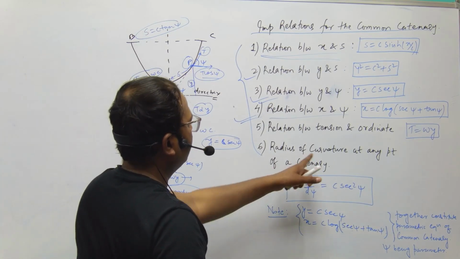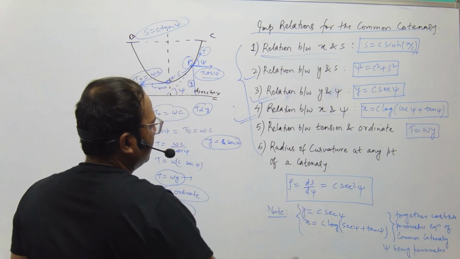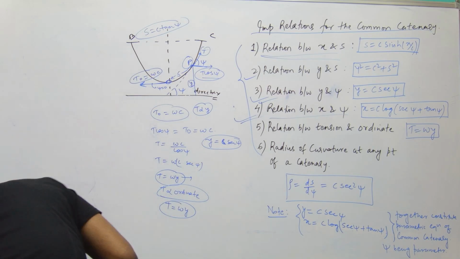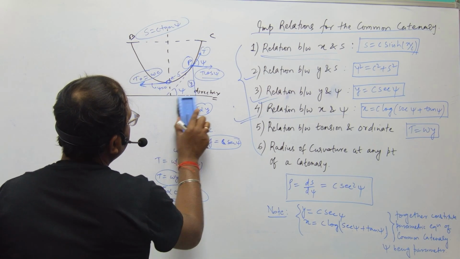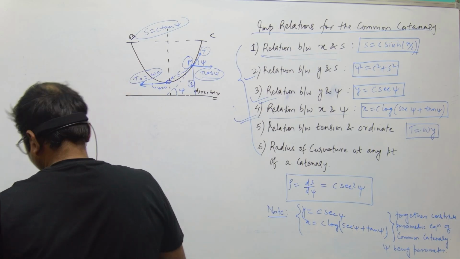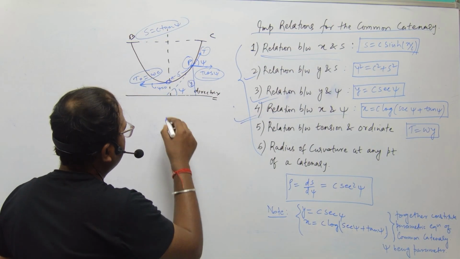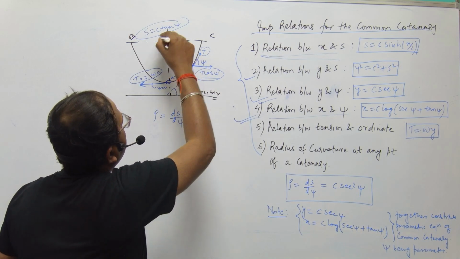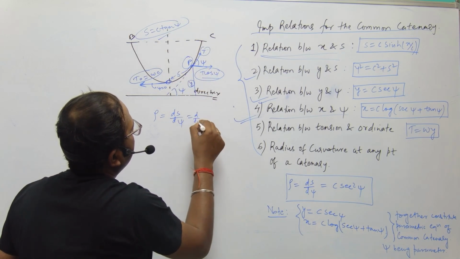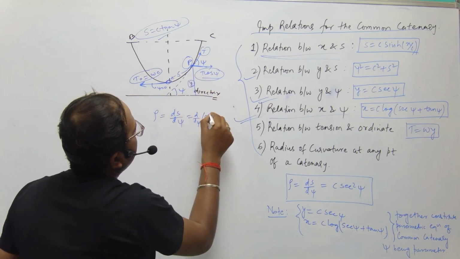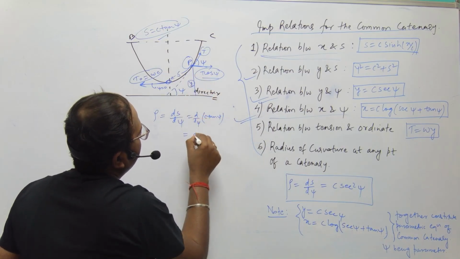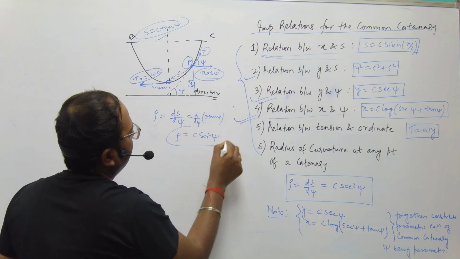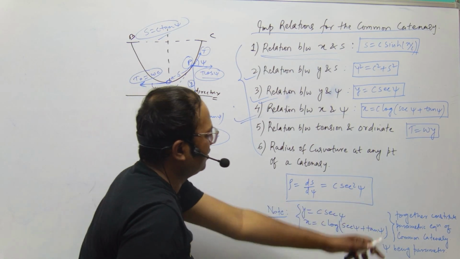Now we have to find the radius of curvature at any point of a catenary, given by a particular expression. The radius of curvature is ds upon d psi, and the value of s is c tan psi. So this is equal to d upon d psi of c tan psi, which is c times the differentiation of tan psi, that is sec square psi. So the radius of curvature is c sec square psi.